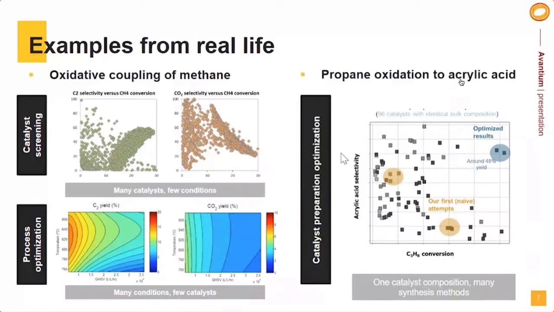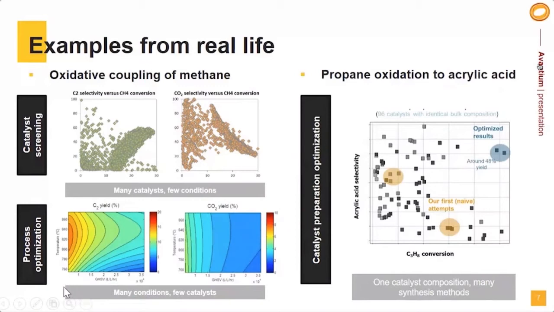Now you can do a similar study, let's say for the same reaction, but with a completely different goal. So then you also have a completely different experiment. That's really a process optimization. So then you take a few catalysts and test them under different residence times. Here the x-axis in these, let's say, rainbow plots is the gas hourly space velocity, so the residence time of the gas, the methane, in your reactor.